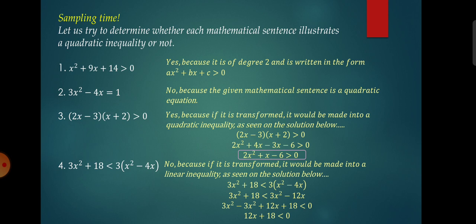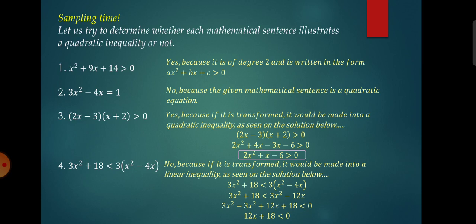No. Don't, sir. Is it less than? Let us try to check. It is no, because if it is transformed, it would be made into a linear inequality as seen in the solution below. Example, the given is 3x squared plus 18 less than 3 times the quantity x squared minus 4x.